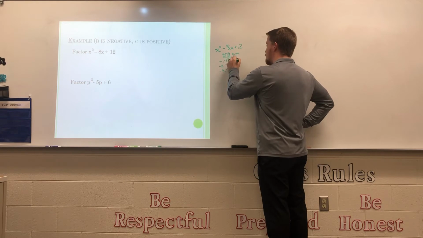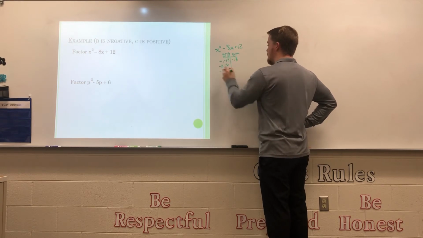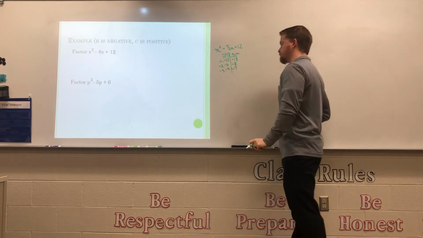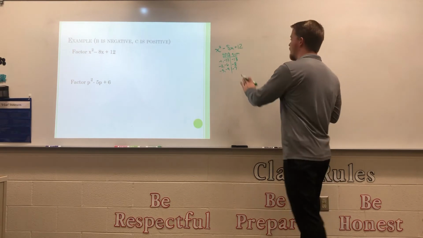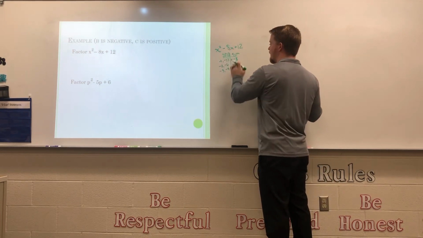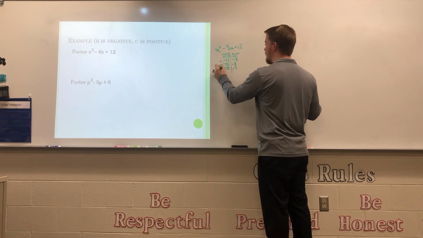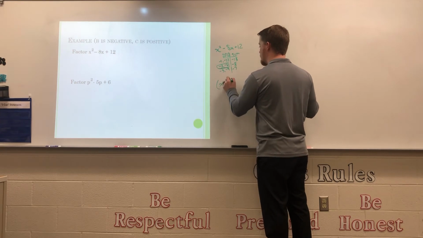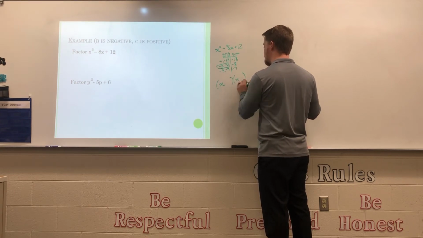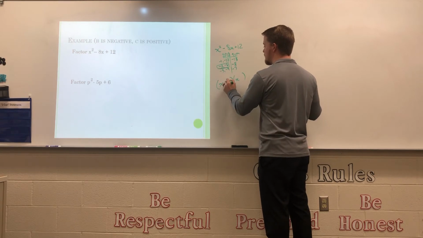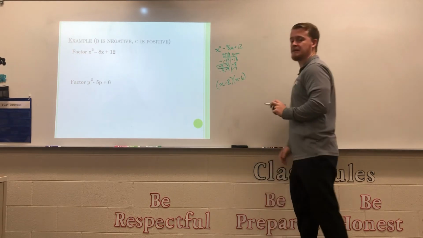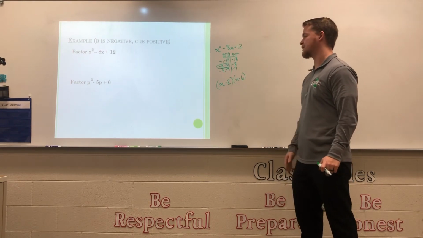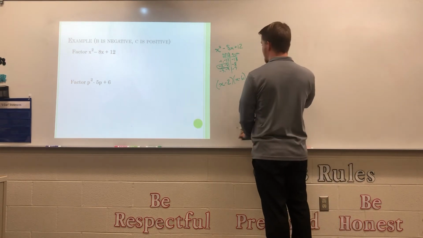So then we add them up. Negative 1 plus negative 12, negative 13. Negative 2 plus negative 6, negative 8. Negative 3 plus negative 4, negative 7. So now we look, the one that matches the middle term, negative 8, are these two factors, negative 2 and negative 6. So I plug them in the form x. So this one is x minus 2, and this one is x minus 6. So I'm just taking those factors and plugging them in like this. So there is my final answer, x minus 2, x minus 6.